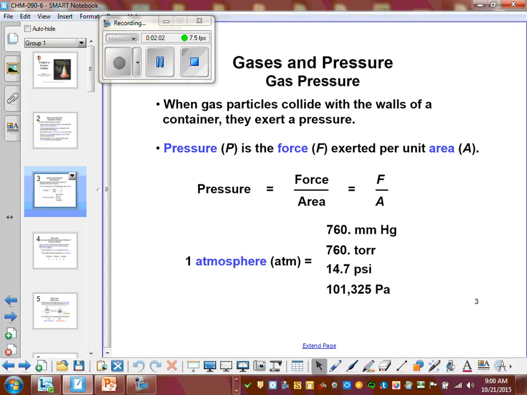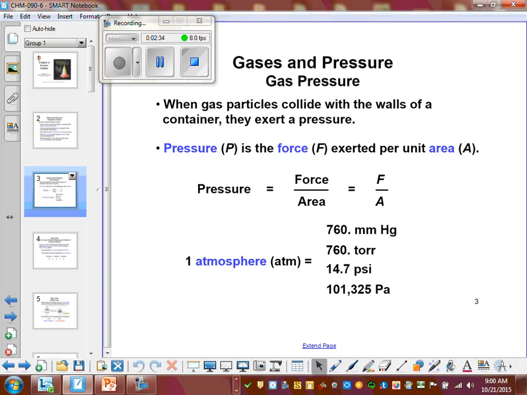Now what is pressure? Pressure is force exerted per unit area. So it's force divided by area. The most common pressure you know is if you have your tires, pounds per square inch, PSI. In science or in chemistry, we don't use PSI. We use something called an atmosphere.